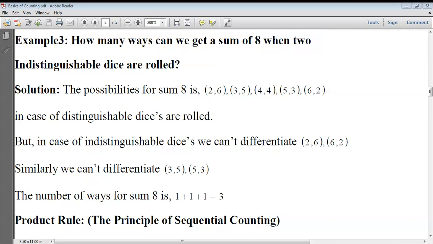But since it is indistinguishable, 2 6 and 6 2 both are the same, and 3 5 and 5 3 both are the same. Each can be considered as a single event only. So for 2 6 and 6 2 it will be considered as one event, for 3 5 and 5 3 we take it as one event, and 4 4 is the other event. Totally there will be three chances.